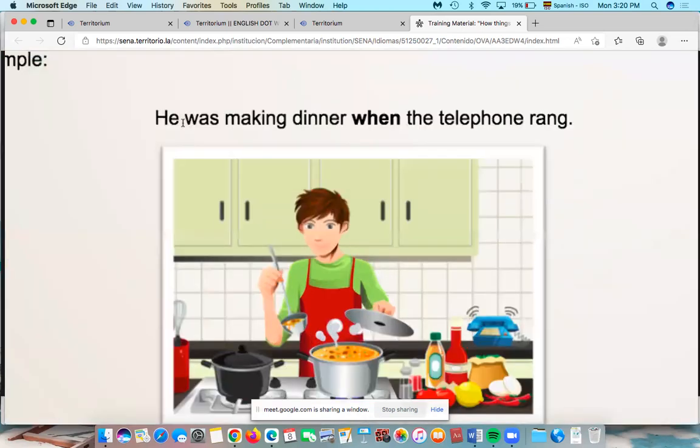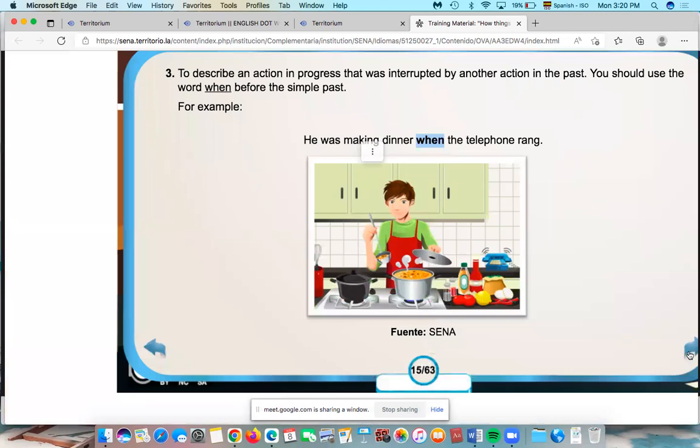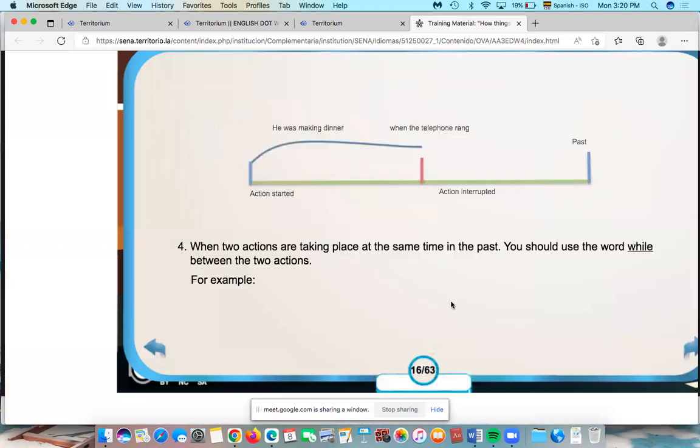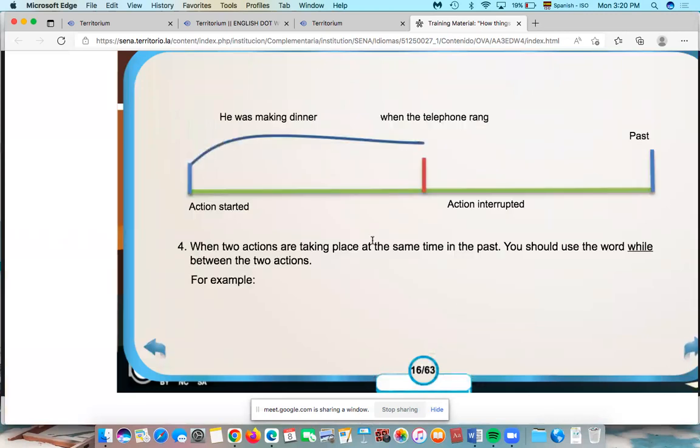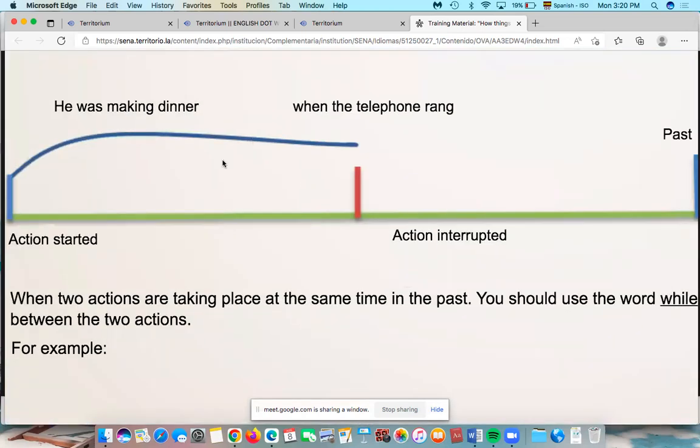And we say, he was making dinner when the telephone rang. So you can see here that we are using both. If you look at this illustration or at this graphic, the action started at this moment in the past. He was making dinner, and this action interrupted this one here. He had to stop and he had to answer the phone, right?